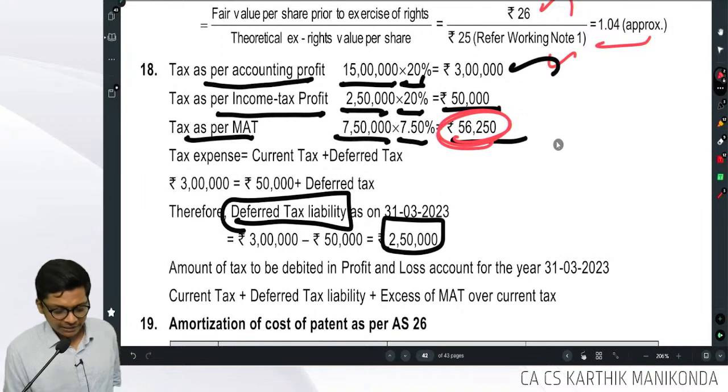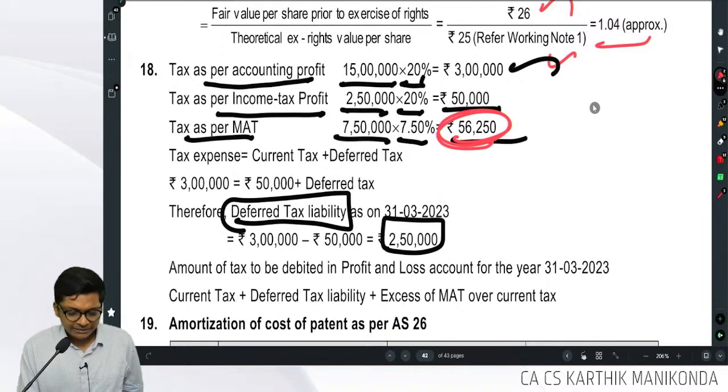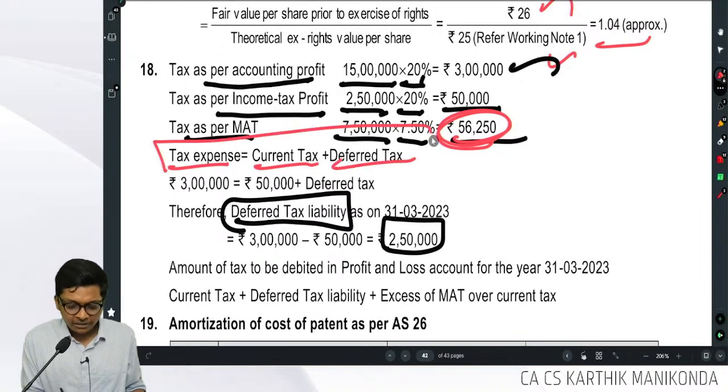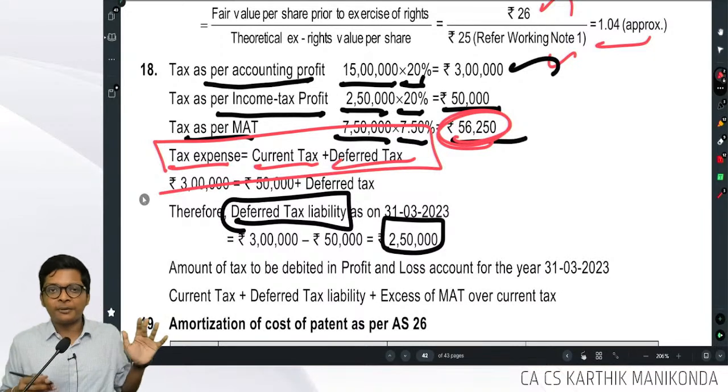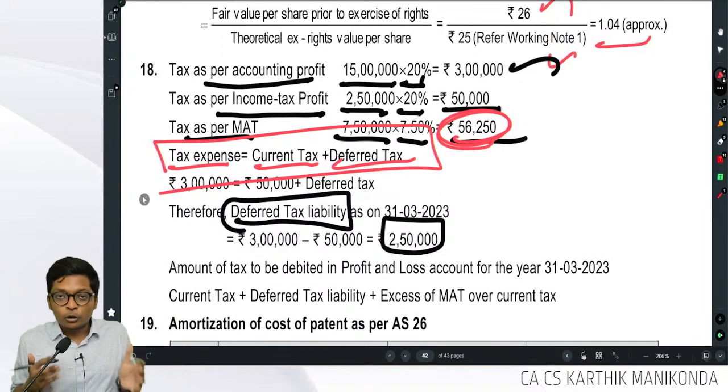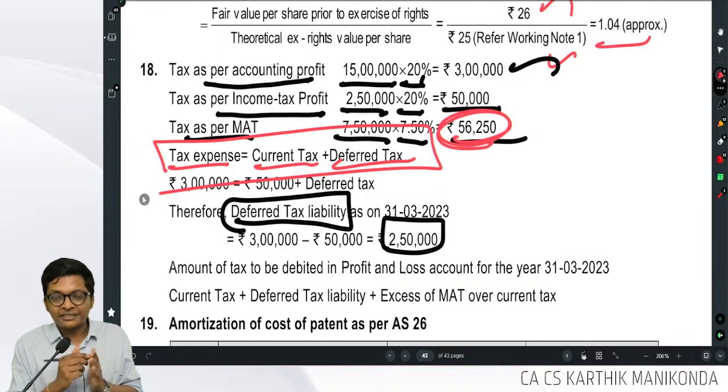Correct? So what they are doing, there is an equation which says tax expense is current tax plus deferred tax. Mug up that. For exam, I don't like people mugging up without logic, but we are going in a marathon here to understand for exam. So tax expense is current plus deferred tax.